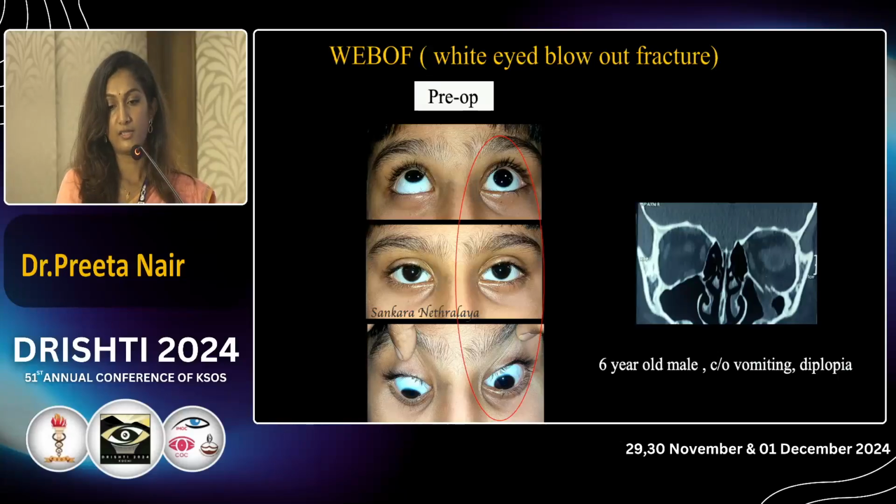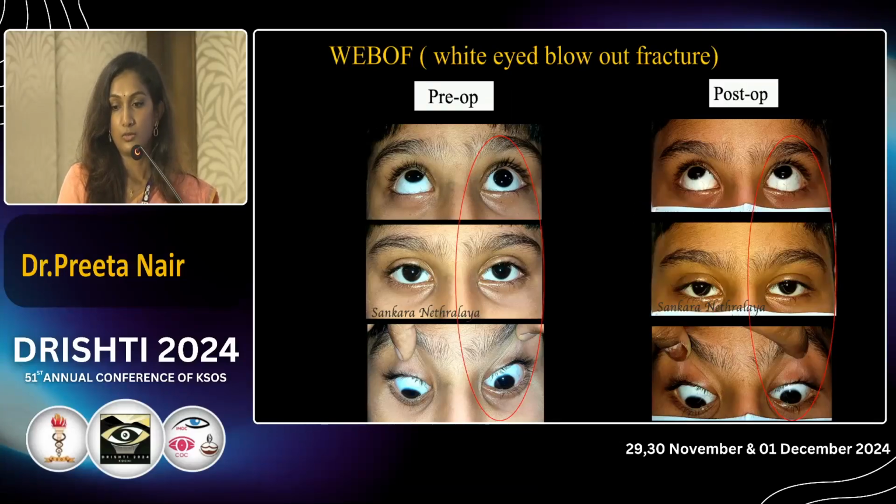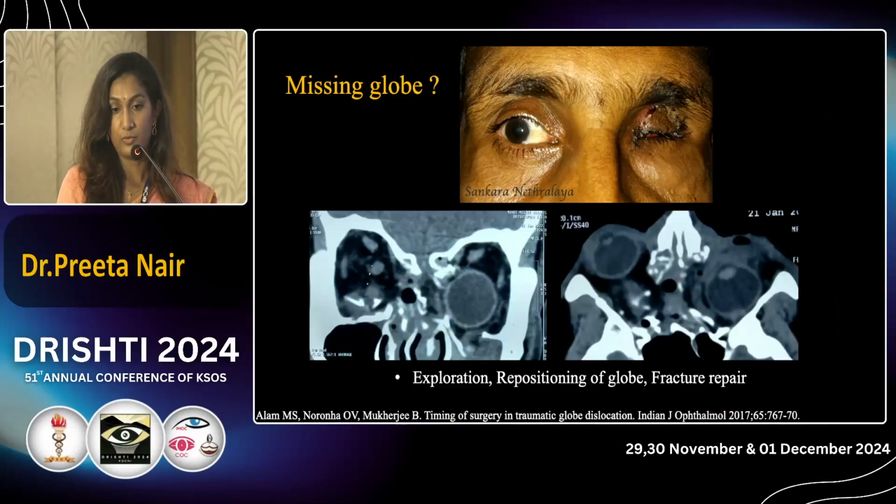So this is a case where a 6-year-old boy had presented with complaints of vomiting and diplopia. On urgent CT orbits, we could identify the entrapped inferior rectus muscle, and the patient presented with difficulty in elevation also. So we took him up for an urgent orbital fracture repair. The muscle was released and put in position. So this was the outcome post-operatively.